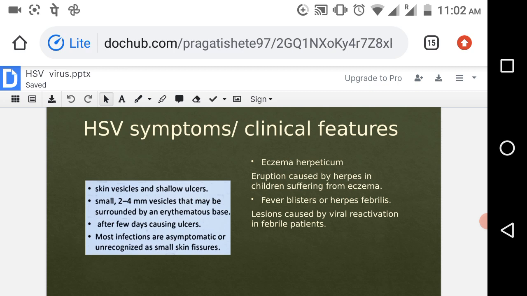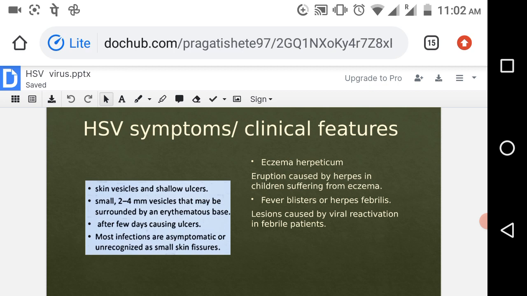Most infections are asymptomatic or unrecognized as small skin fissures. In skin fissures, in that condition also a person will get an ulcer, but it can get confused or misrecognized for this herpes disease.